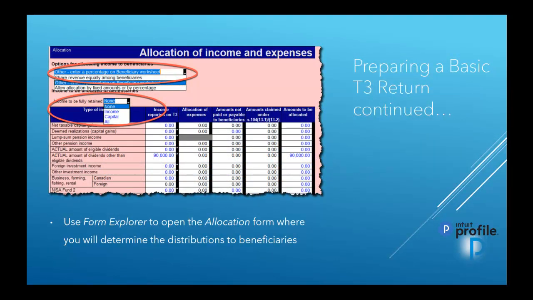You want to be able to allocate the income to the beneficiaries, and you can do that on the allocation form. If you go to the Form Explorer under the Go To menu or press F4, do a search for allocation, and you'll be able to get to the allocation form. This is where you would allocate the income and expenses to your beneficiary.